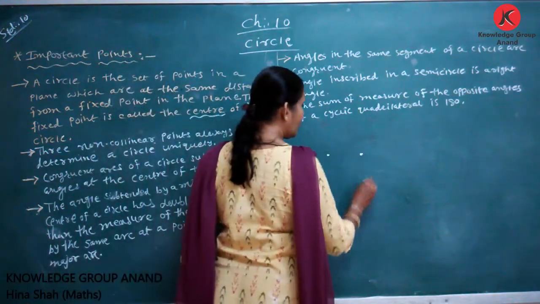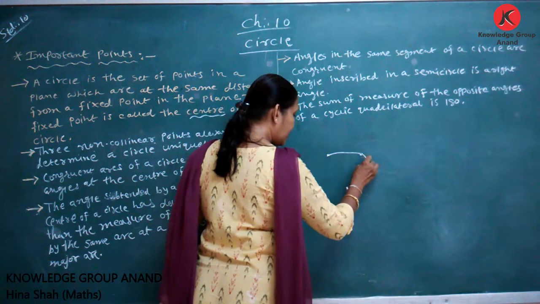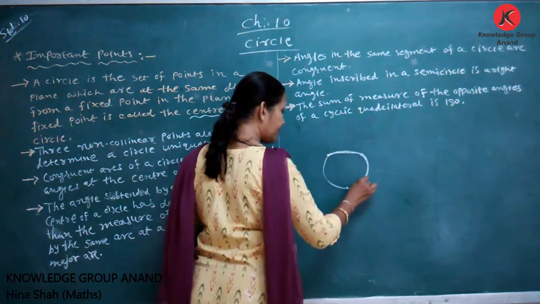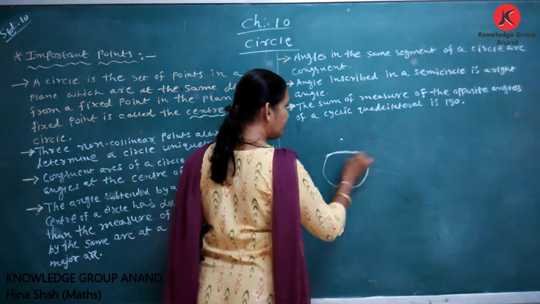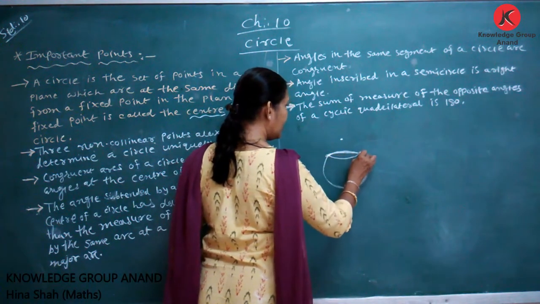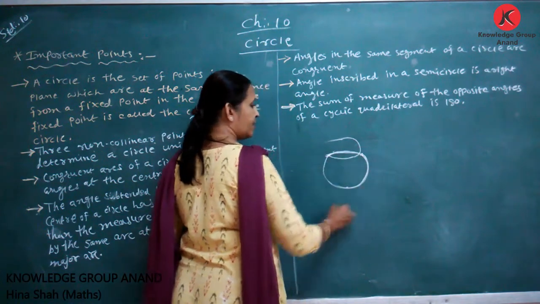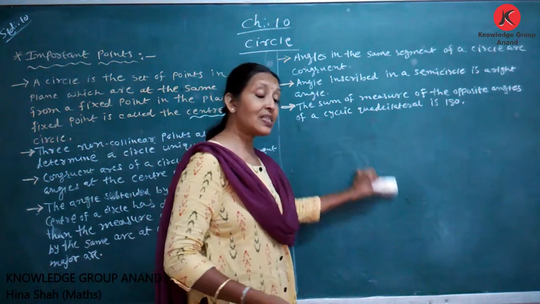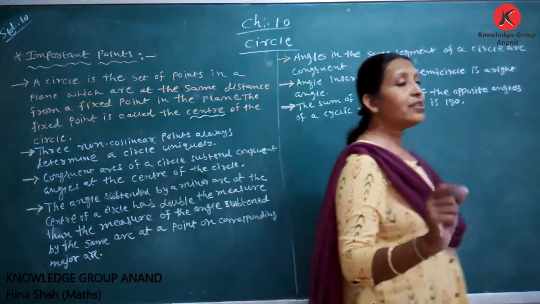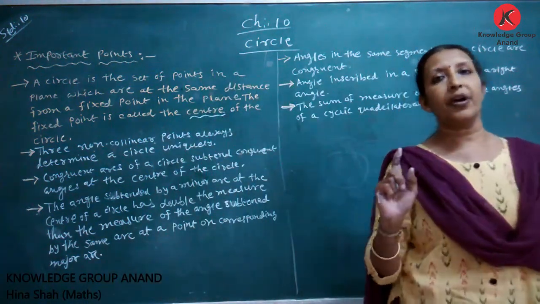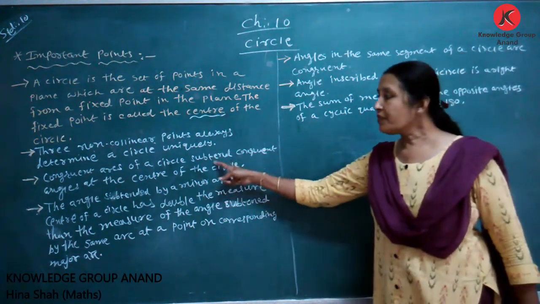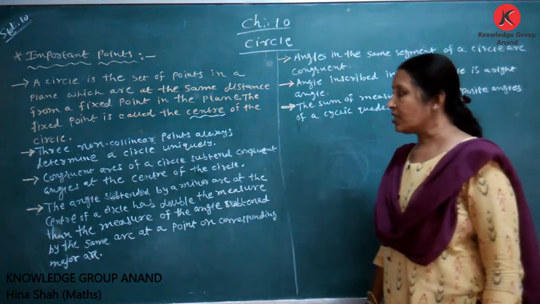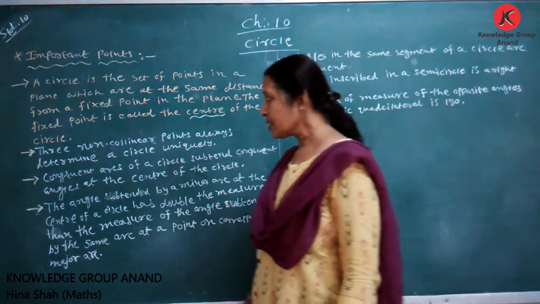3 non-collinear points determine only one circle. Suppose another 3 points determine another circle, but here it is one circle. 3 non-collinear points is a necessary condition. To determine a circle, we want 3 non-collinear points which determine a circle uniquely. Next number.